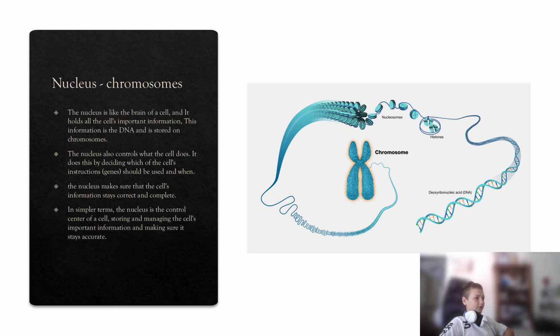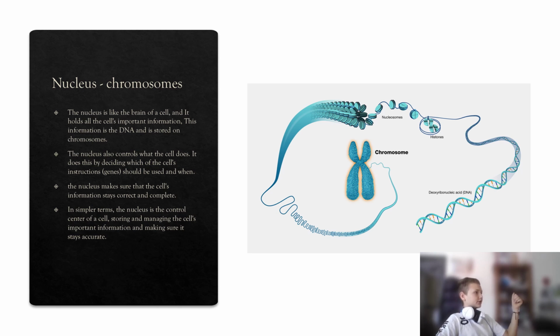It's not labeled, but chromatin is then strung together into chromosomes, and chromatin is very important as it is the uncondensed form of chromosomes and helps control gene use as it is more accurate. The nucleus is like the brain of the cell, and it holds all the cell's important information. This information is the DNA, and it is stored in and on the chromosomes, as I just mentioned, because chromosomes are histones and DNA.